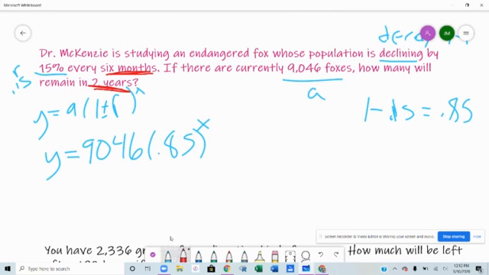So when we left off in the last video, we were talking about how many 6 months are in 2 years. So there are 24 months in 2 years. 24 divided by 6 is 4. So you actually want to plug in a 4 to figure out how many there will be after 2 years.